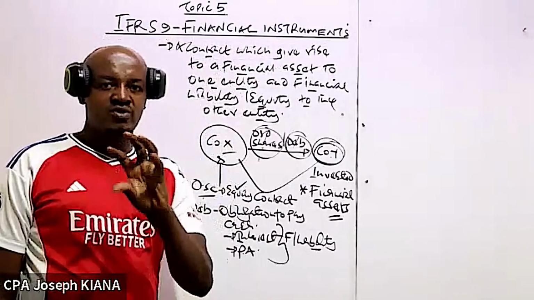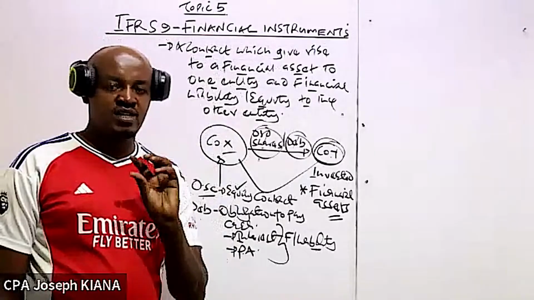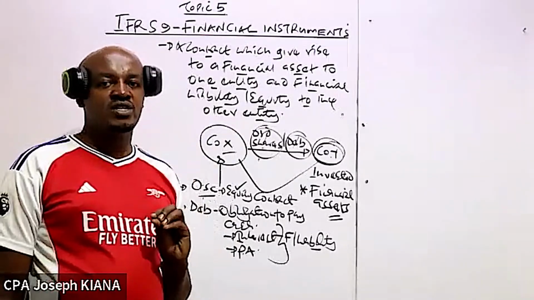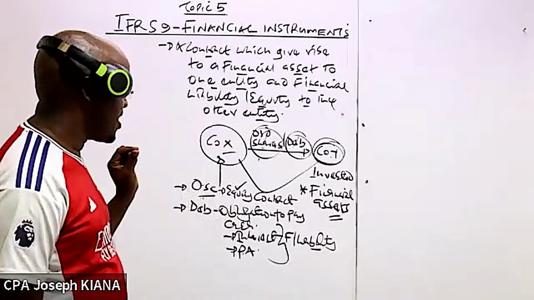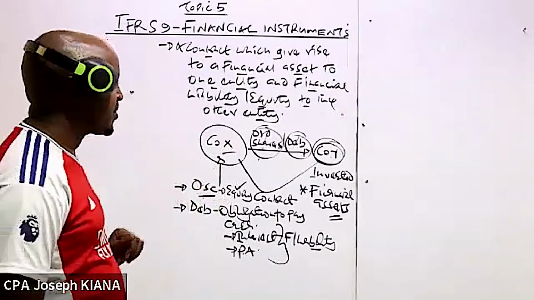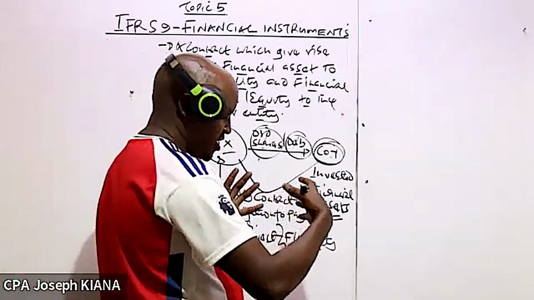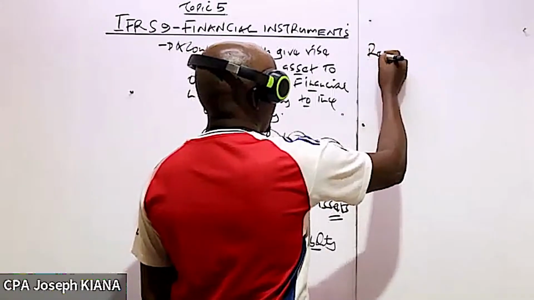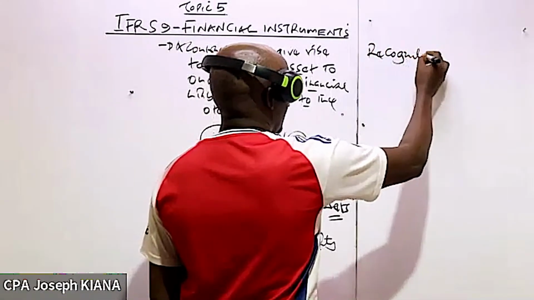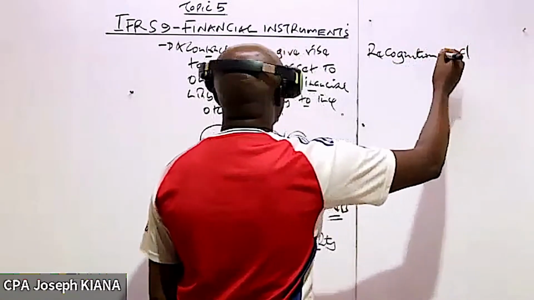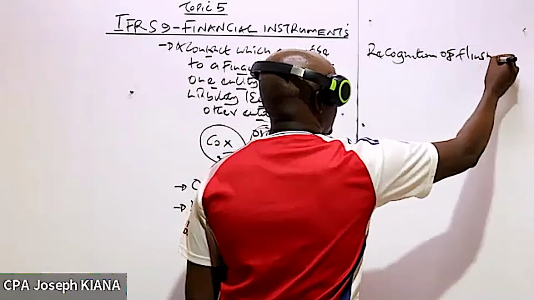A good example of a financial instrument is a contract for the issue of shares, or a contract for the issue of debentures. Then from there, we can look at another aspect as far as IFRS 9 is concerned. I want us to look at something called the recognition of financial instruments.